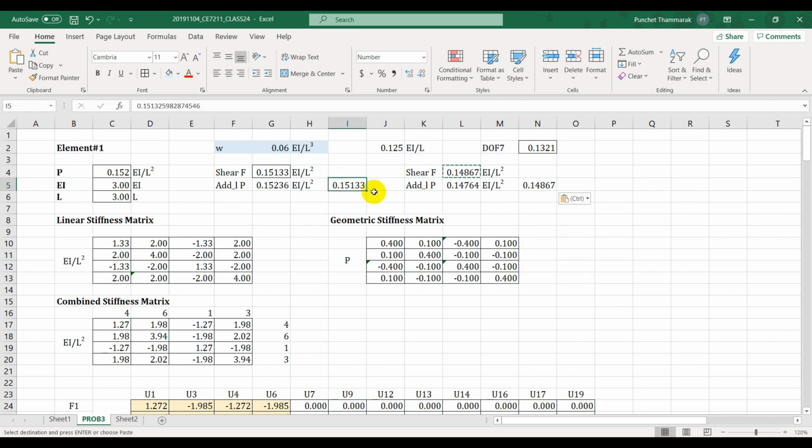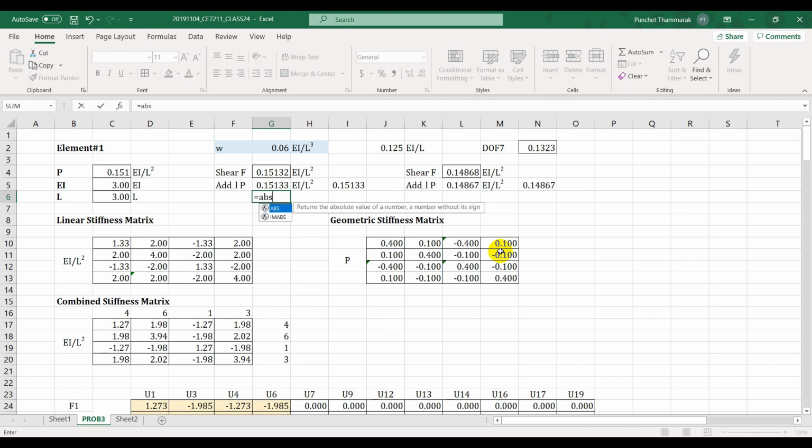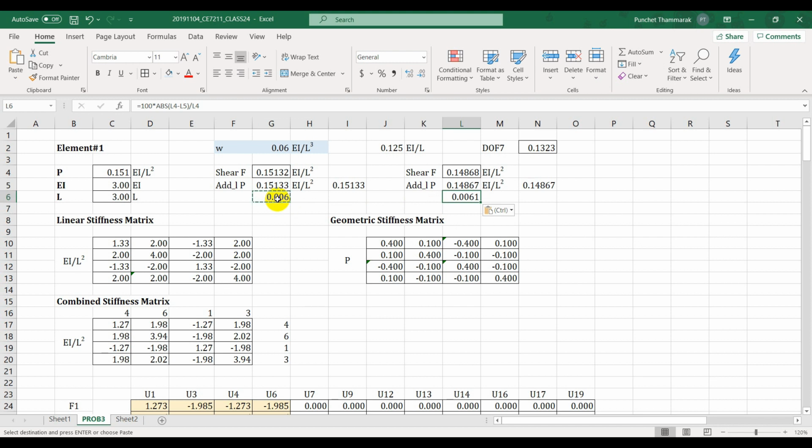Actually, if you want to make some indicator that shows the mismatching between these two, you can just make it like a percentage. Absolute of which one's going to be the best. Anyway, this minus this, divided by this one might be more correct, and then you get the 100 multiplied by this. So this is percent. Okay, so very small percentage, then you can stop.